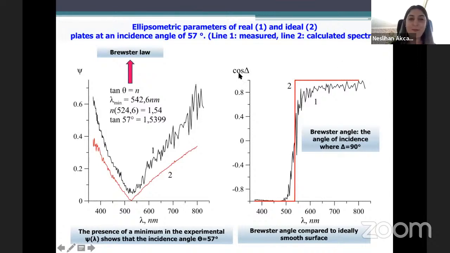Just 2 minutes, please. So here you see the ellipsometric parameters psi and delta, which were obtained by SE analysis. We calculated the Brewster angle according to the Brewster law. And as you know, the Brewster angle is the angle of incidence where delta is equal to 90 degrees. You can easily see it here in the graph. And also you can calculate the refractive index by using the Brewster angle in the SE analysis. So we calculated n as 1.54, and the Brewster angle is equal to 59 degrees in our study.